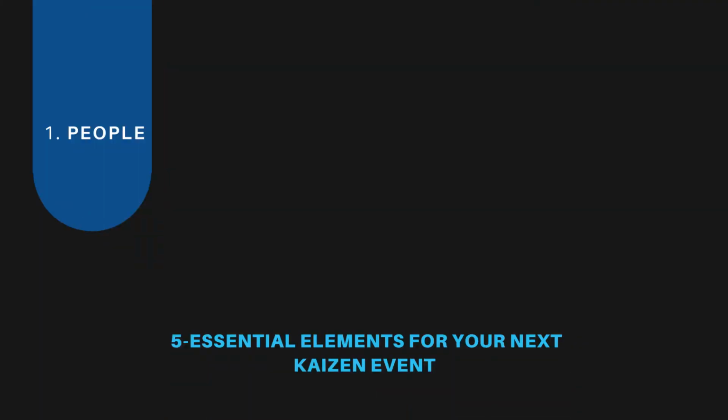Now, by the end of this video, you're going to know exactly what elements you need to include in your next Kaizen to make sure it's awesome. And I've broken these down into 5 essential elements. And the first essential element is invite the right people.